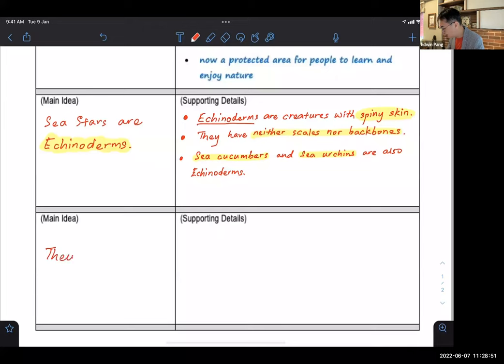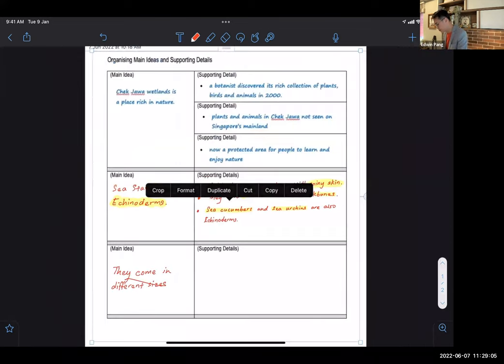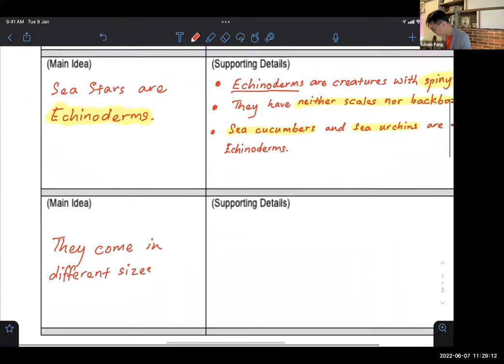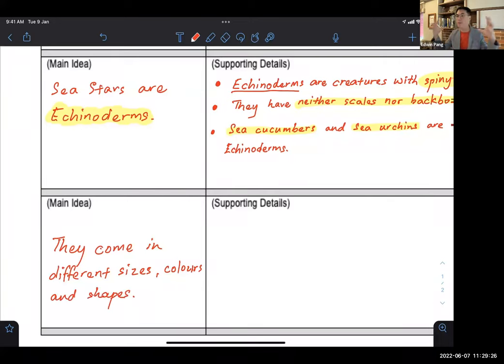Okay, so there we go. Let's write: they come in different sizes. Just now, Javen mentioned sizes. Colors, right? Yadavi, you mentioned colors and shapes. Their shapes differ, right? There are some that are more boxy, some that are more elongated. That means their arms are longer. So they come in different shapes. Now let's highlight sizes, colors, and shapes. Those are the important words there. We're finishing off now. We're coming very quickly.